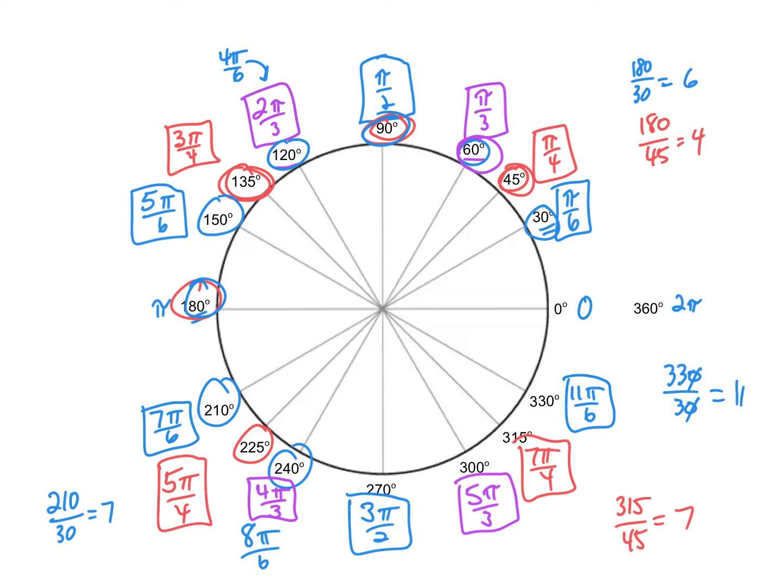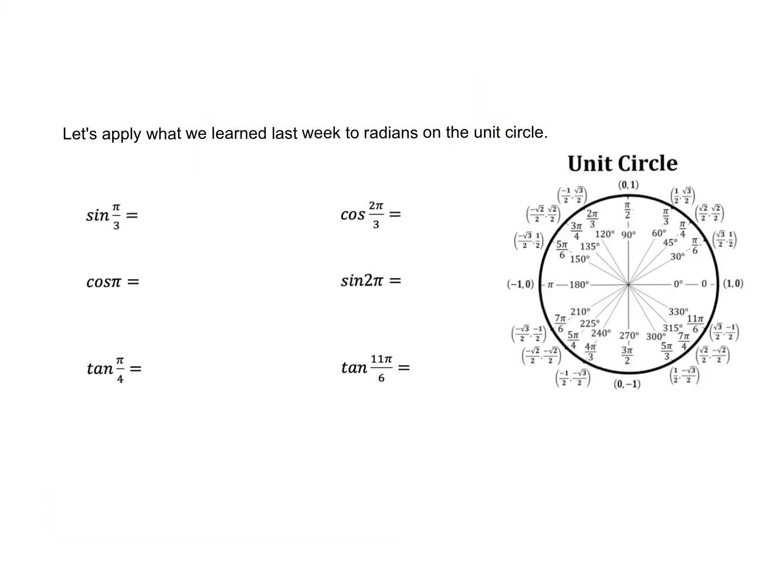So what we're going to do next is basically what we did last week, where we're doing sine, cosine, and tangent of different angle measures. But instead of saying sine of 60, where we look at the y value for 60, we're going to say sine of pi over 3. So just a quick reminder here, sine of theta is the y value, cosine of theta is the x value, and tangent of theta is y over x. Those three things we talked about previously.